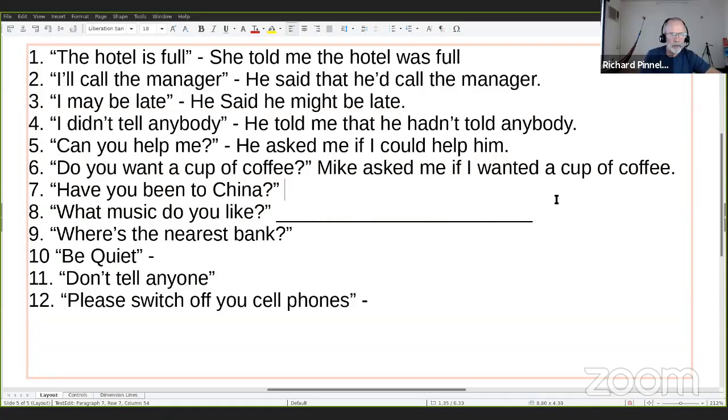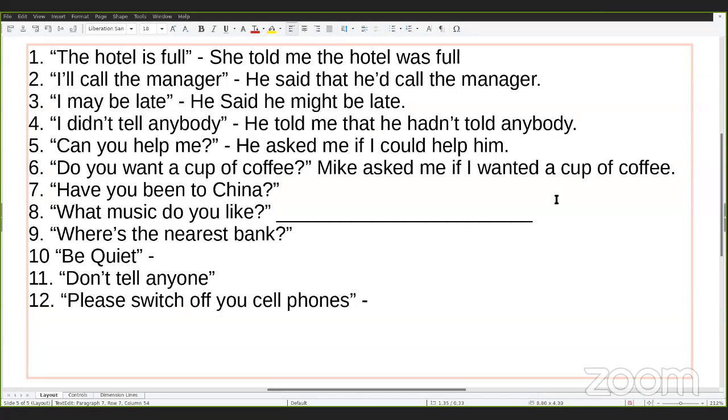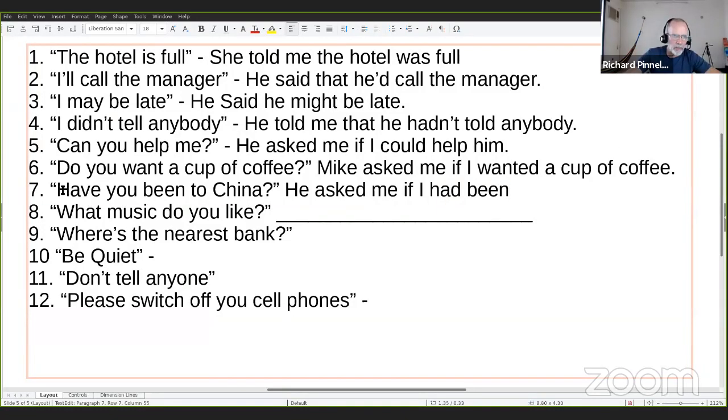Have you been to China? He asked me if I have... if I had been. We need to use, this is in the present perfect. So here we need to use the past perfect. He asked me if I had been to China.